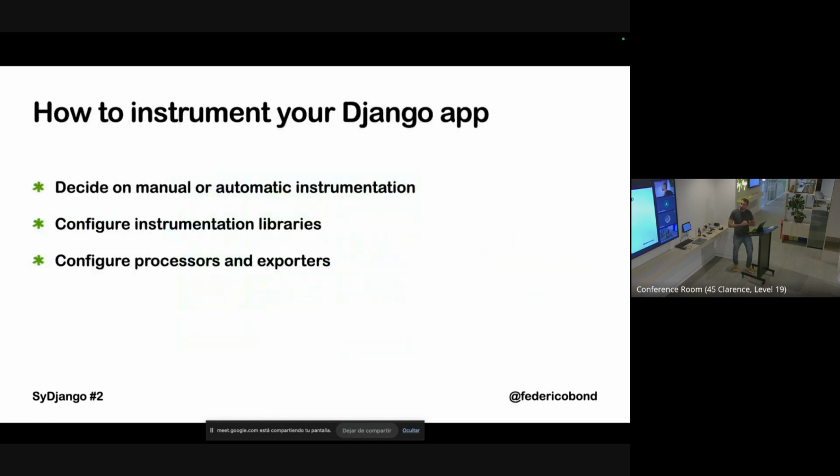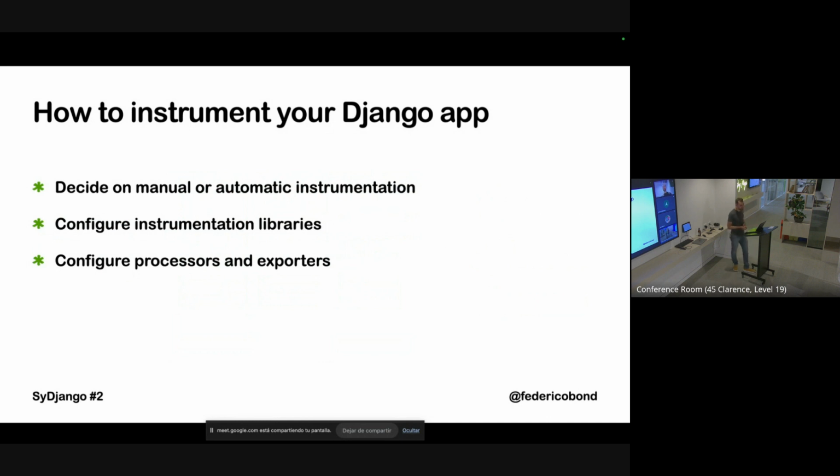So how do you instrument your Django app? First, you decide on whether you want what is called manual or automatic instrumentation. I'm going to show how to do the manual instrumentation because I think it's actually pretty simple and it's actually much more flexible than doing automatic instrumentation. Just know that there are two ways that you can instrument your app, and it's not hard to go on the manual one. You also need to configure whatever instrumentation libraries you're going to add.